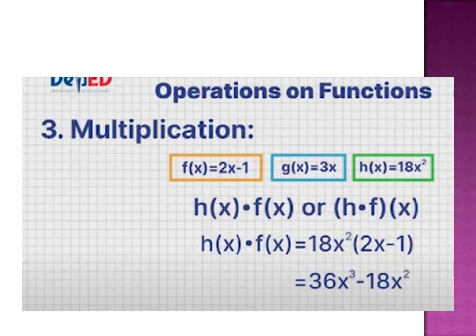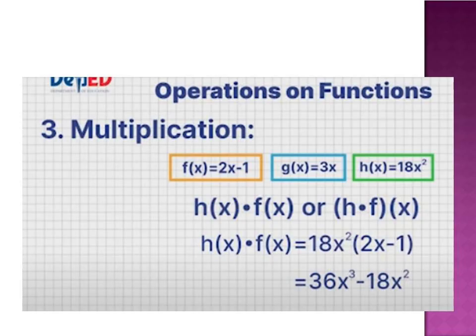Third operation, which is multiplication. We are still using the same functions. Let us get the product of h of x and f of x. In notation, that will be h of x times f of x, or h times f of x. We use a dot to avoid confusion because we commonly use x as a variable.